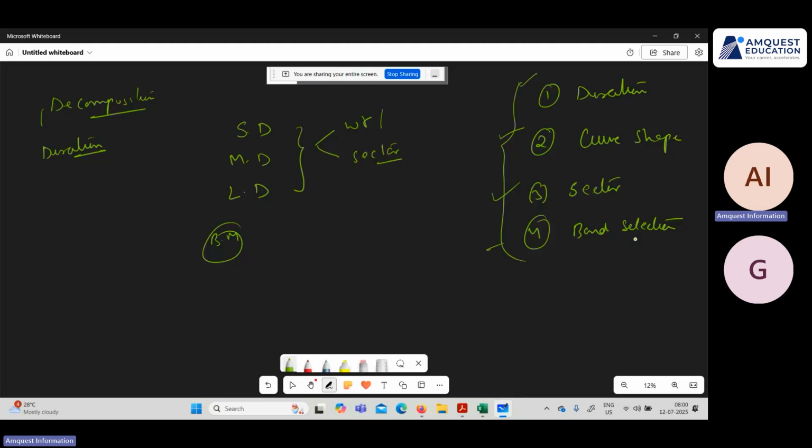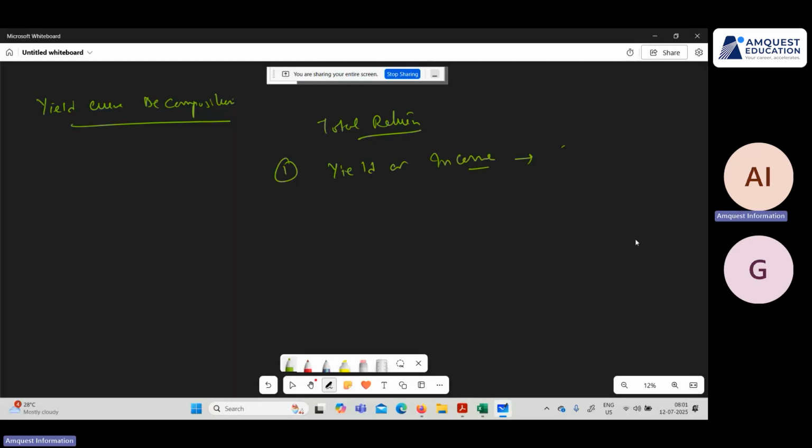Okay. Another one is even simpler. Another one that we talked about is yield curve decomposition. There we were decomposing the duration, and here I'm just decomposing the yield curve. So from the yield curve, what all can I get? The total return can be sourced from, first, the yield, or let's say income, by obviously the coupon payment.